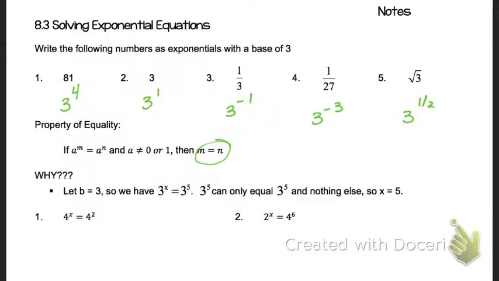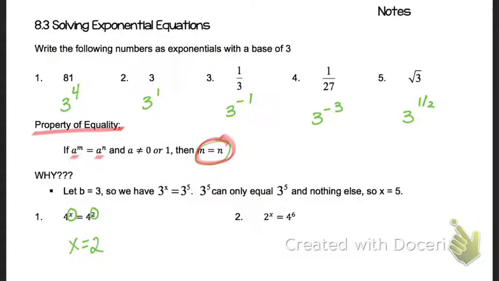And so, the property of equality, what that says is, if my bases are the same, then I can set my exponents equal to each other to solve for x. So on number 1, my bases are both 4, and so I'm going to say that x equals 2. Now it's not always that easy because the bases won't always be the same, and we're going to have to rewrite them to be the same.